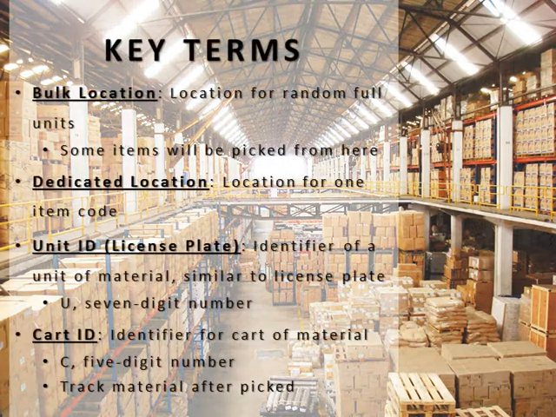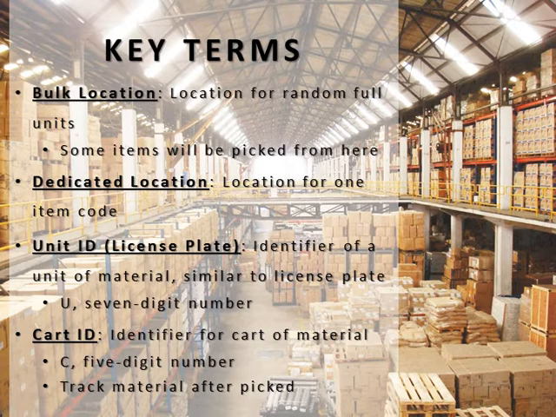Let's go over some key terms. Bulk is where you can put random full units, and it is where some items will be picked from. Dedicated location is a location that is reserved for one item code. Unit ID is also known as the license plate.